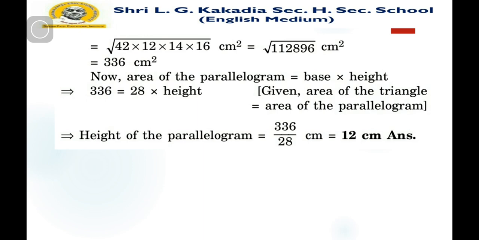which is equal to the square root of 112896 centimeter square, which is 336 centimeter square. Now the area of the parallelogram is base into height, and we know that the area of the parallelogram is equal to the area of the triangle. So we put 336 equal to 28 into height. So the height of the parallelogram is equal to 336 upon 28 centimeter, which is equal to 12 centimeter.